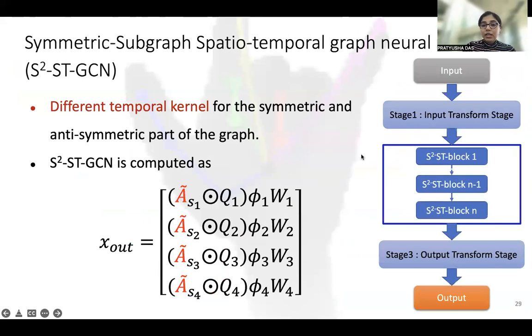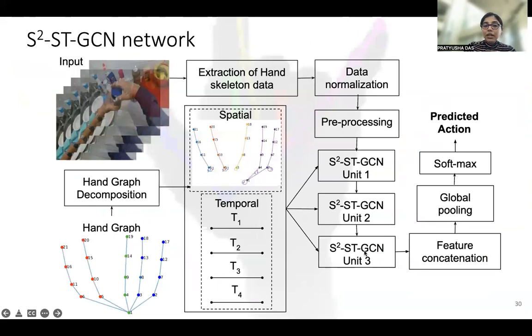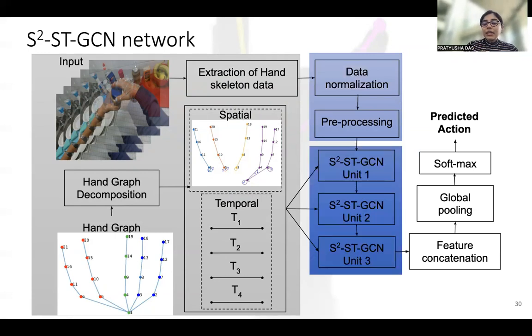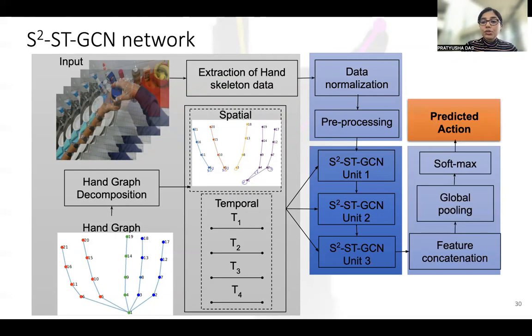And basically the network is the same. So this is the final network. We have this input signal, we have this input graph, we decompose it into smaller subgraphs, and use a separate temporal kernel for each of them. Then we do data normalization, we pre-process the data, and then we apply different layers of S2SDGCN. At the end, we do feature concatenation and use global pooling and softmax to get the labels.